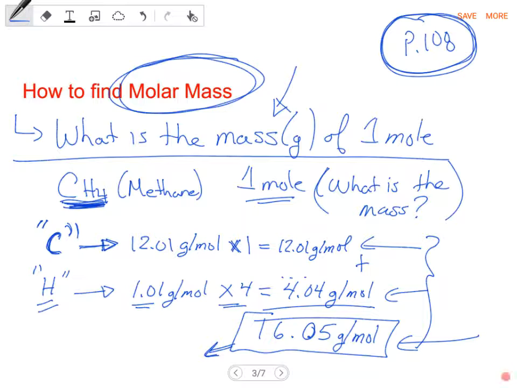16.05 grams per mole. Now, this is not a difficult calculation. You have to account for all of your elements. But my point to you is this. This is the work that you have to show. And you must include all of your units, just like I did. So your final answer has to be 16.05 grams per mole.